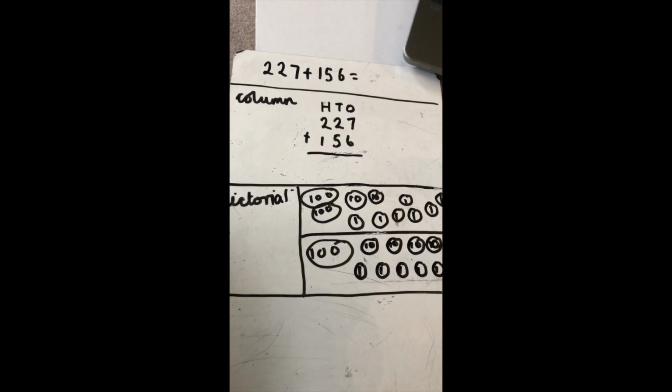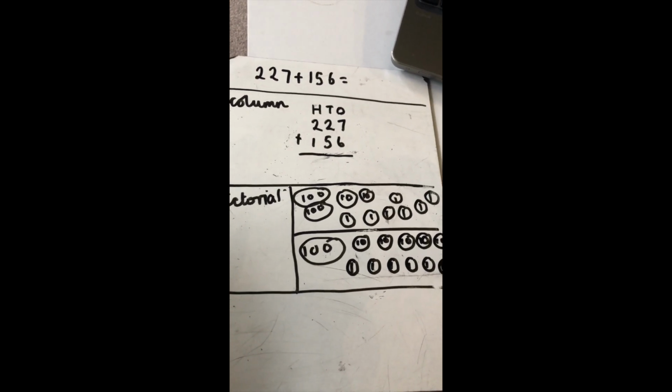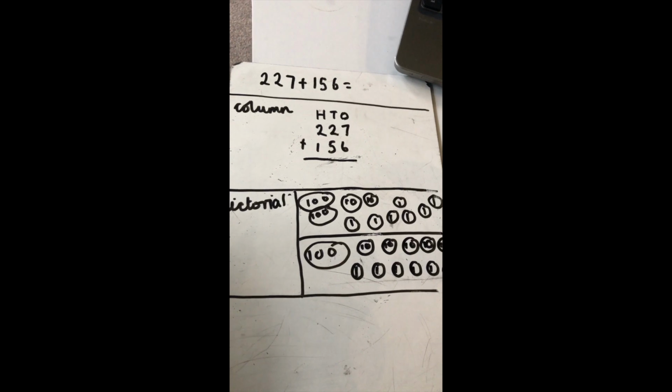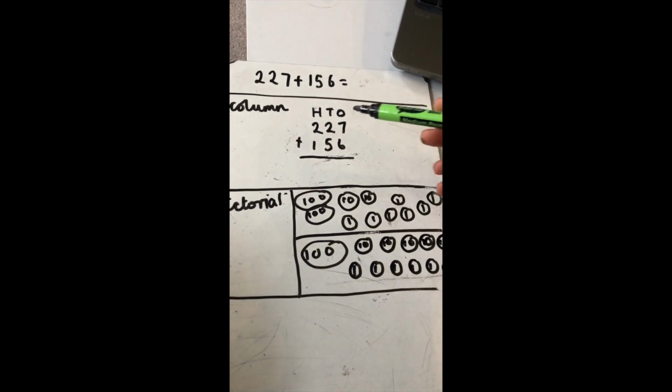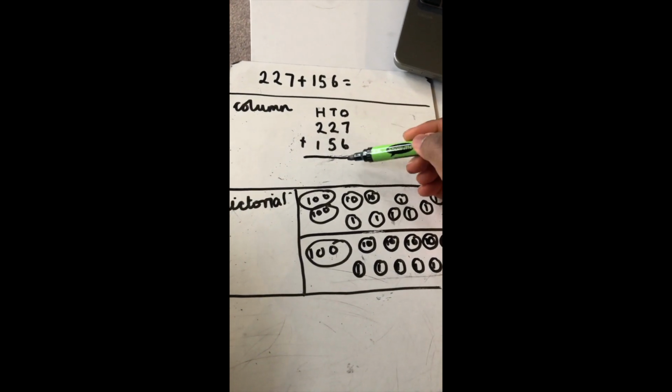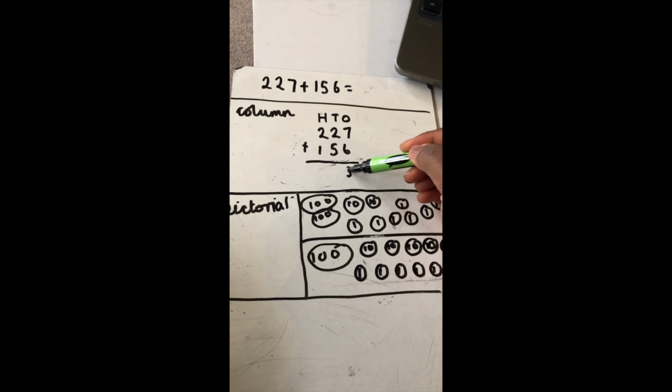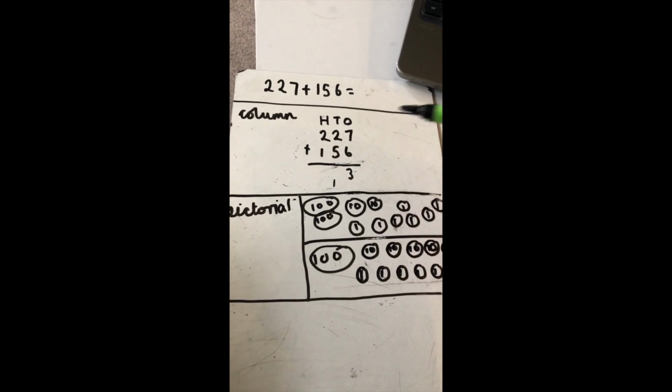In year 3, we also add with regrouping. Regrouping is when the tens or ones equal to 10 or more. So I'm going to start with my ones. 7 add 6 is 13. So I'm going to put the 3 ones from the 13 underneath and put the 10 under the tens columns.